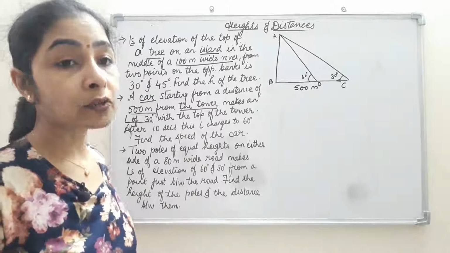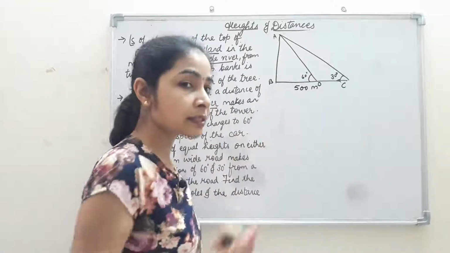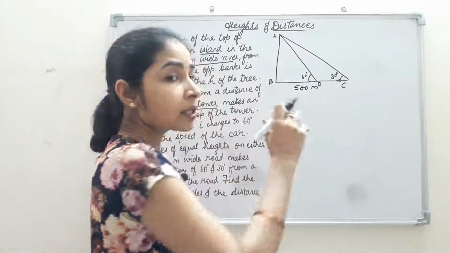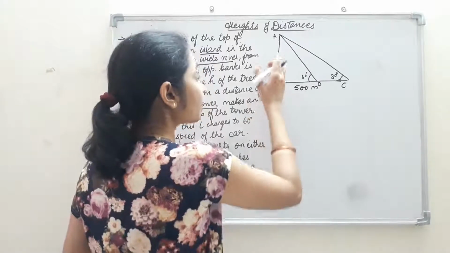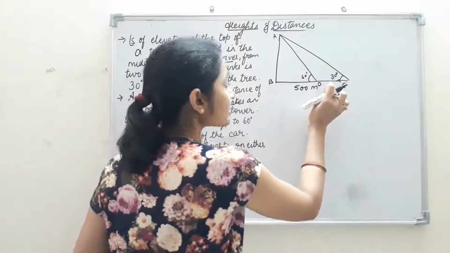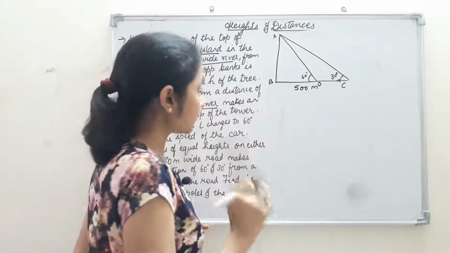We need to find out the speed of the car. We already know the time, that is 10 seconds. If we come to know this distance CD, then we can find out the speed of the car. So let's start by taking the two triangles, and then we'll find out the distance that is covered by the car in 10 seconds.